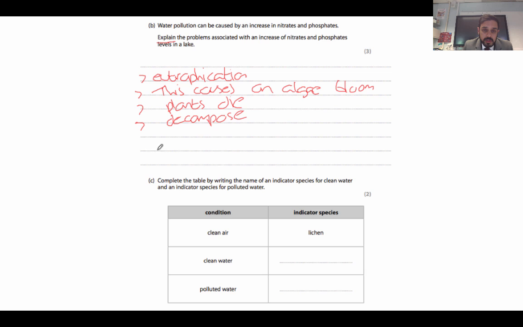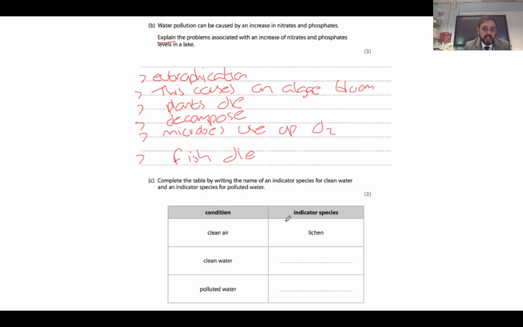Microbes use up O2, and then what happens is your fish die. Yeah, that's eutrophication. Complete the table below for indicators for clean water and indicators for polluted water.